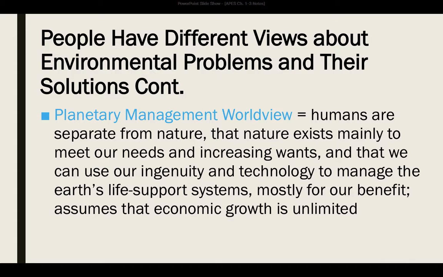There are three major worldviews. The first is the planetary management worldview. It holds that we are separate from and in charge of nature, that nature exists mainly to meet our needs and increasing wants, and that we can use our ingenuity and technology to manage the Earth's life support systems, mostly for our benefit into the distant future.